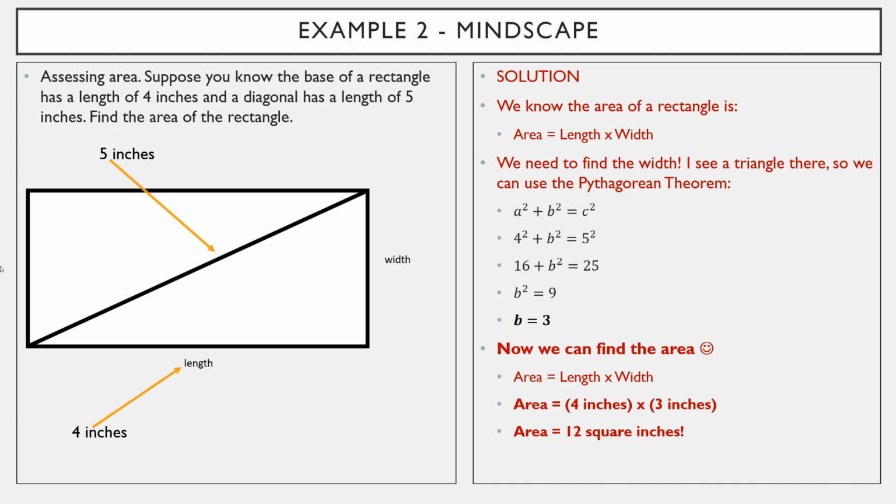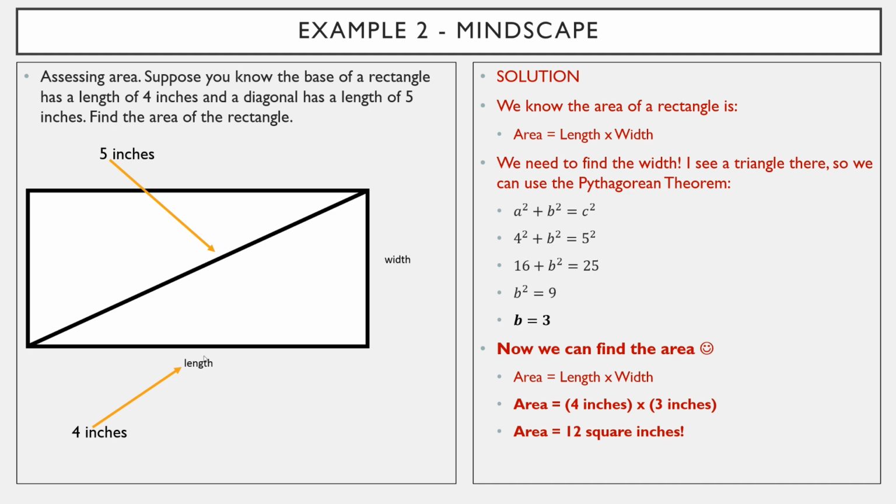Because if I just ignore the rest of this part here, I see a right triangle. I'm given the hypotenuse. I know that's 5 inches. That's the longest side. I know this length is 4 inches, so I can use that information to find this one right here. If I have A squared plus B squared is equal to C squared.